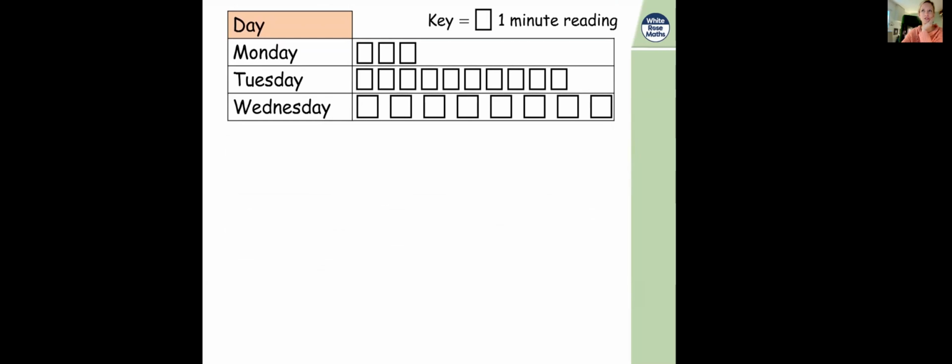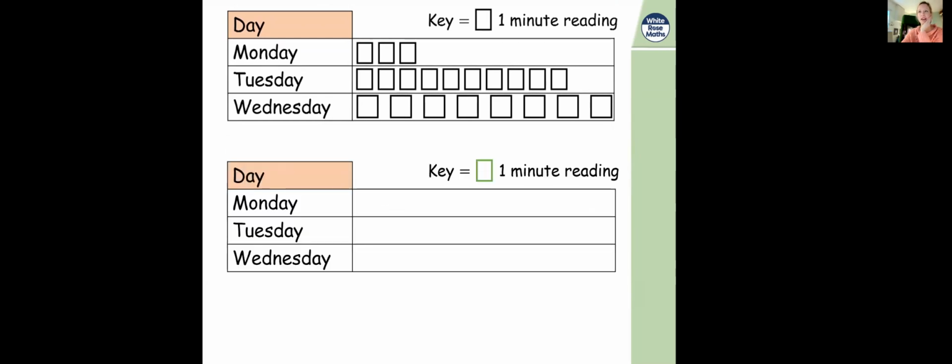Let's see what it should have looked like. There's our empty grid. And let's not forget that we have to make sure every picture drawn into a pictogram is exactly the same size and shape that is drawn in the key. So this is a green rectangle. Monday should have had 3 green rectangles. Absolutely spot on. Tuesday should have had 10 rectangles. And Wednesday needed 8 rectangles, not squares.